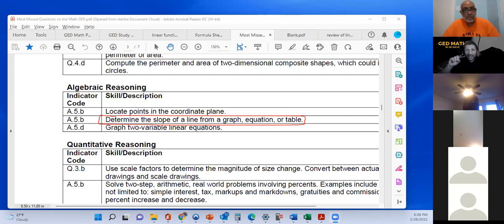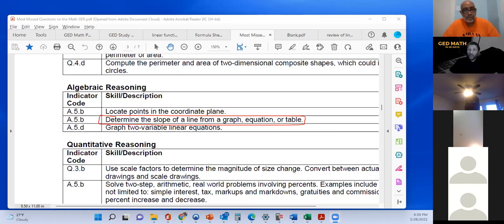For most everybody in here, look at your practice test. Look at locate points on a coordinate plane. Find a linear equation. You will see 4 to 5, almost everybody in this class that sent me their score report. The issues they had the most problems with was linear equations.